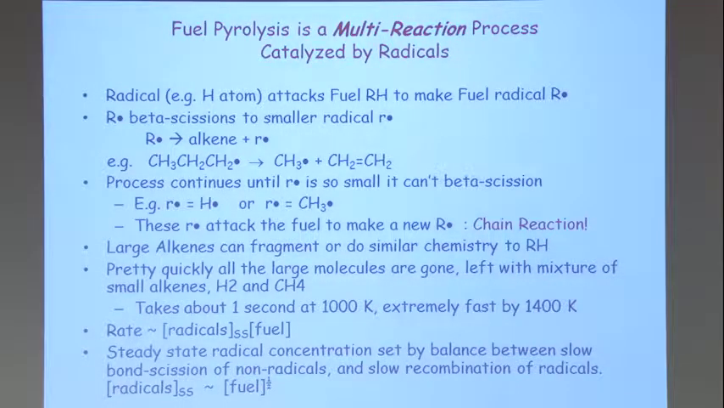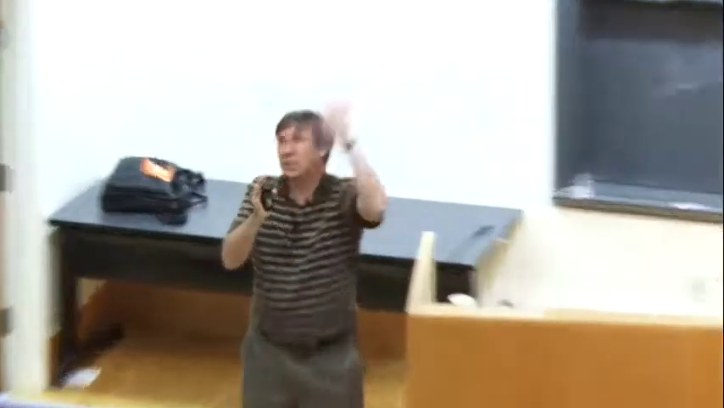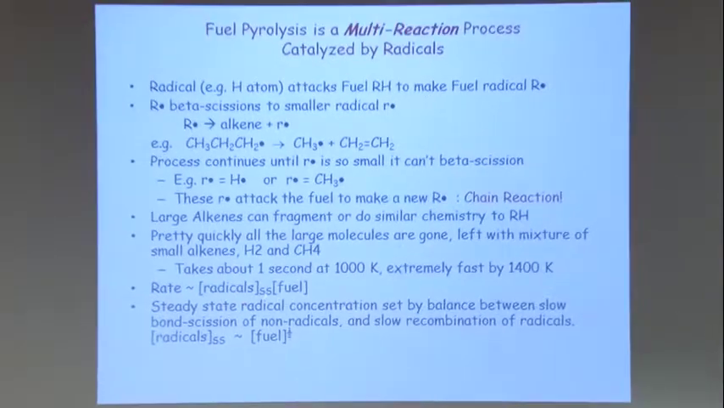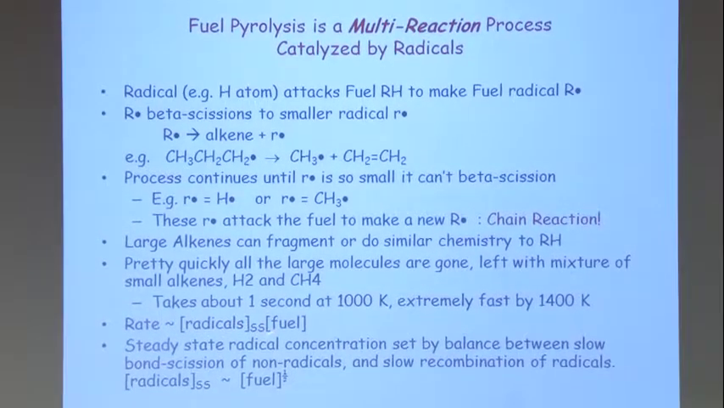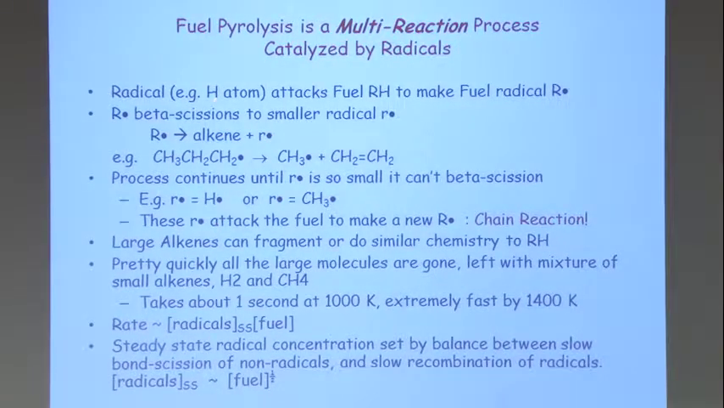So by the time you get up to like 1400 Kelvin, as the fuel is approaching the flame front, the flame might be at 2000 Kelvin. When you're up to about 1400 Kelvin, by then the fuel is going to be completely destroyed in like sub-millisecond by these reactions. And the rate of this process is going to be the concentration of radicals, steady state, times concentration of fuel, because the rate limiting step is this attack of the radical on the fuel.